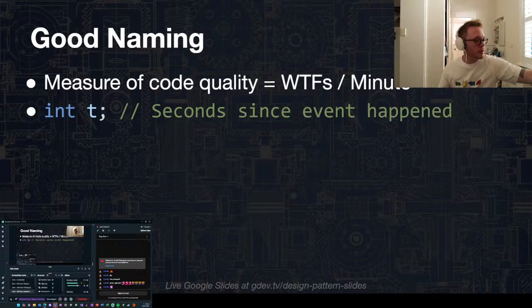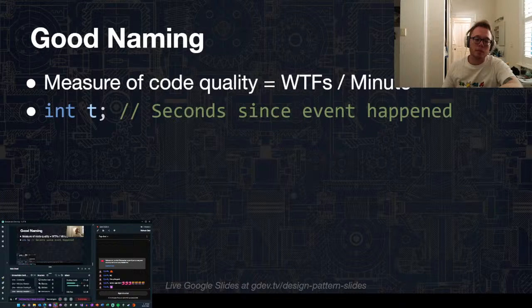If you'd named it something sensible to begin with, like seconds since event happened, even if it's a long variable name, everywhere that variable is used, you will know exactly what it's for, and it's going to be clear to the reader of the code, including yourself in the future, that this was what it was meant to do.